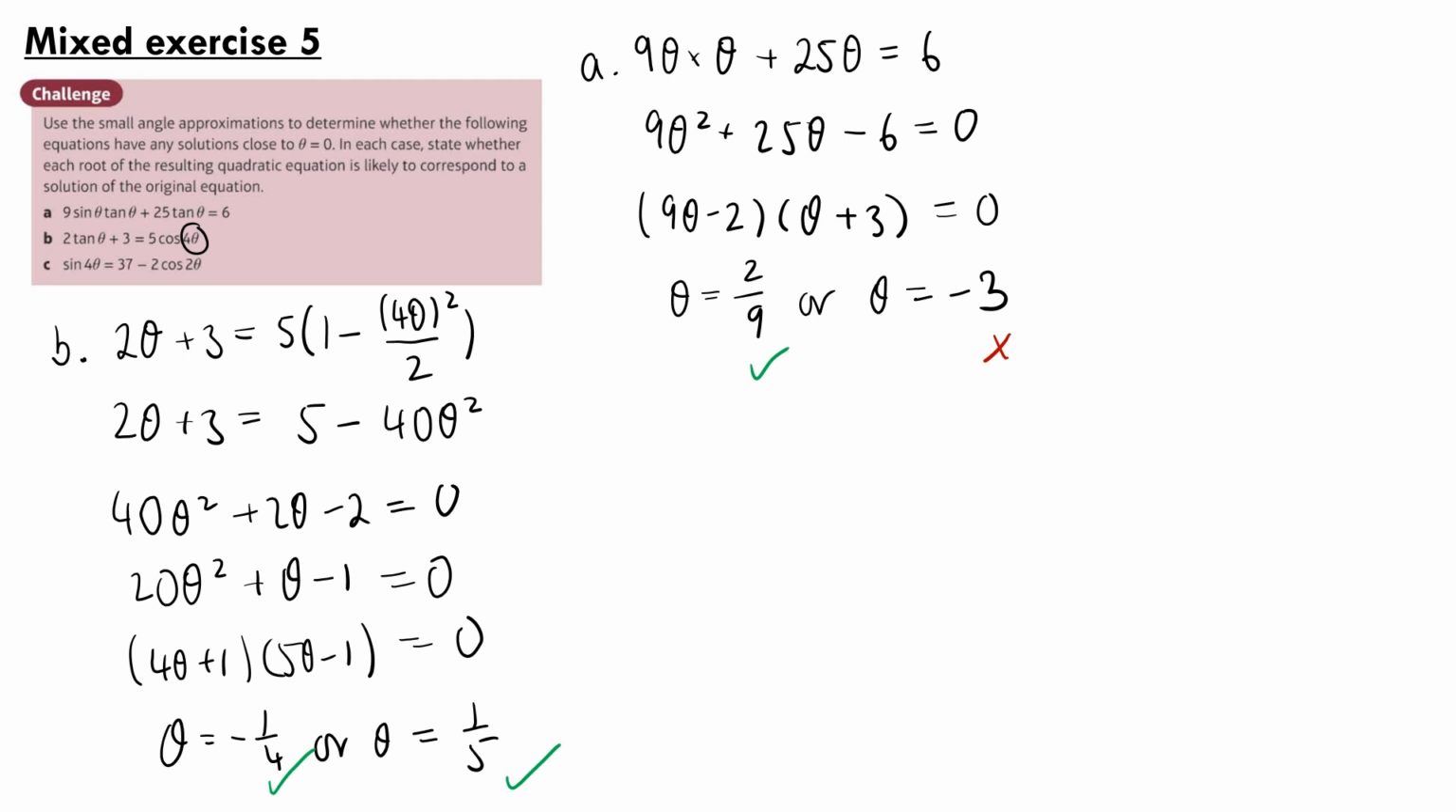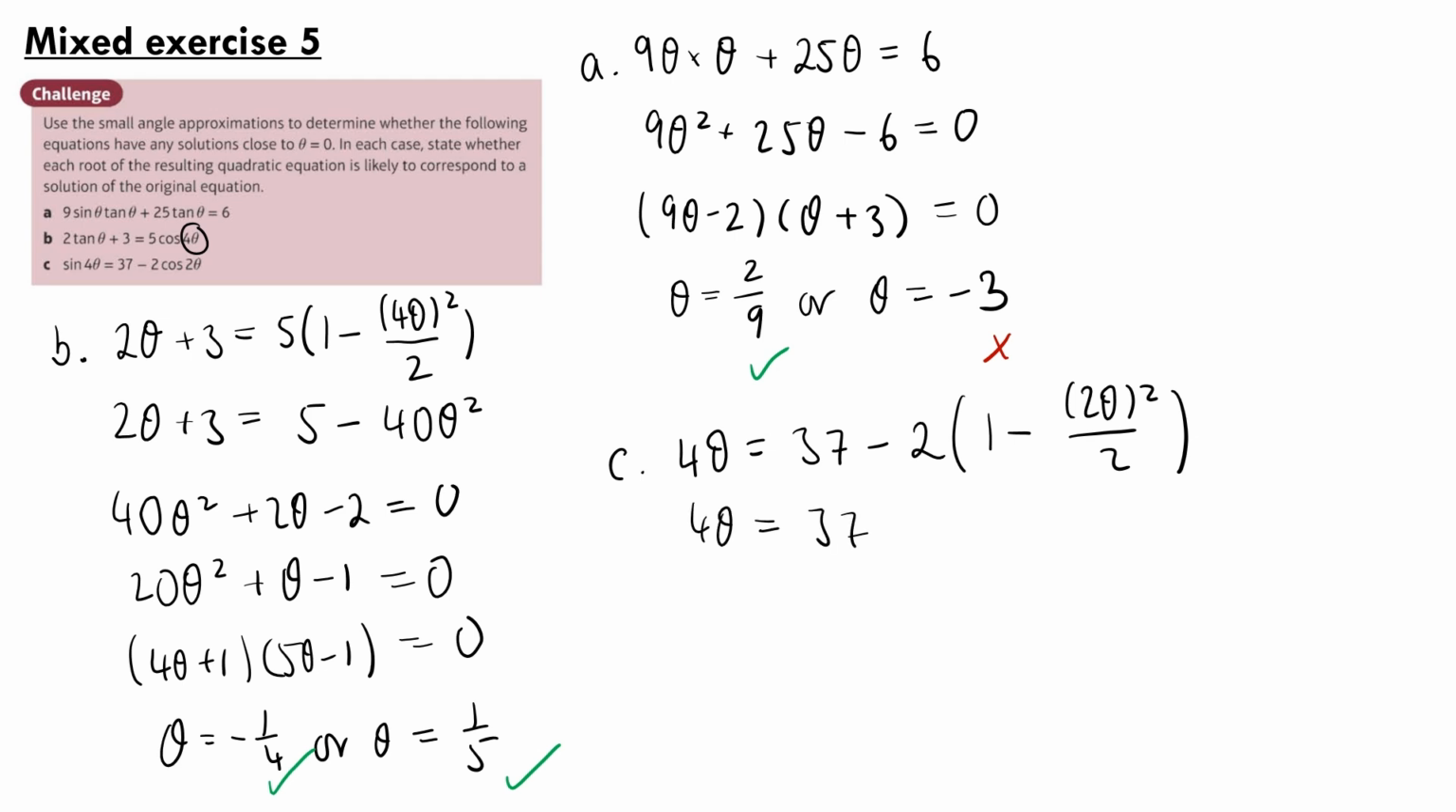And finally, part C, sine 4 theta, which is approximately equal to 4 theta, is equal to 37 minus 2. Here, remember your brackets again. Cos 2 theta, 1 minus 2 theta, all squared over 2. So 4 theta is equal to 37 minus 2 plus 2 theta squared is 4 theta squared over 2 is 2 theta squared. Then multiplying by minus 2 gives us plus 2 theta squared. Then rearranging here, 2 theta squared minus 4 theta plus 35 equals 0.